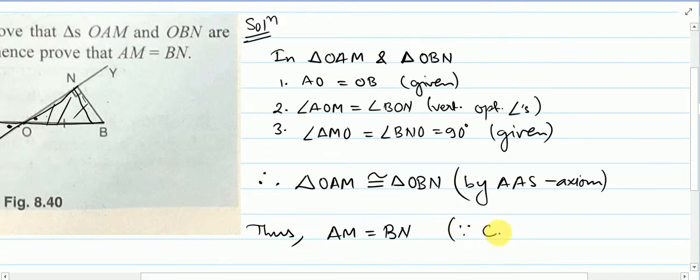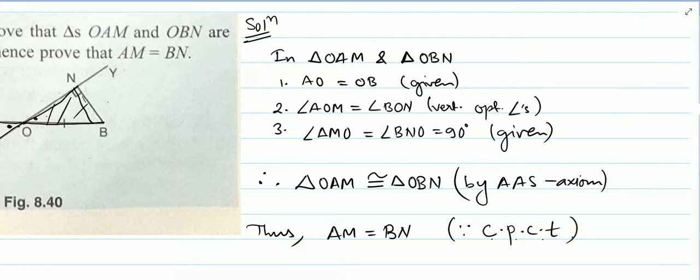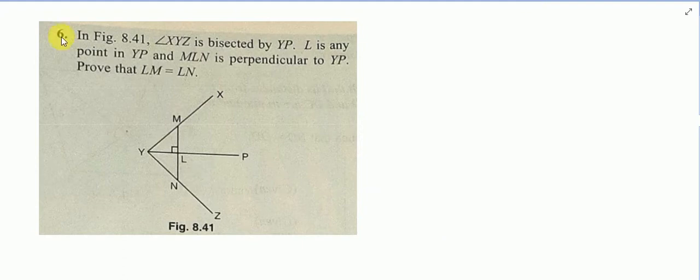since CPCT, corresponding parts of congruent triangles. Okay, so this question is done. Okay, now let us see the next question, question number 6.